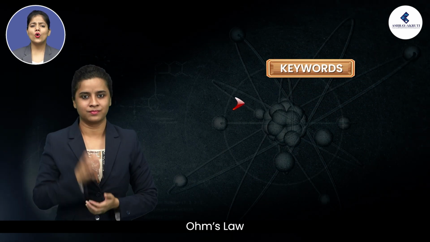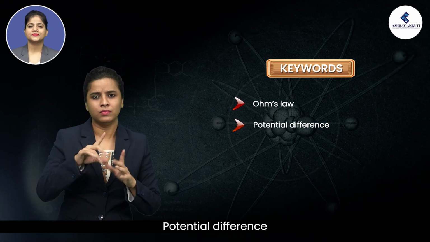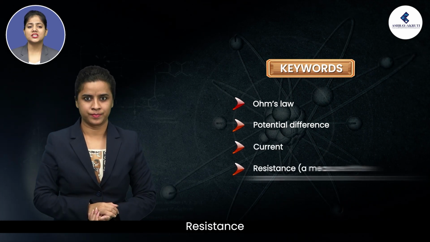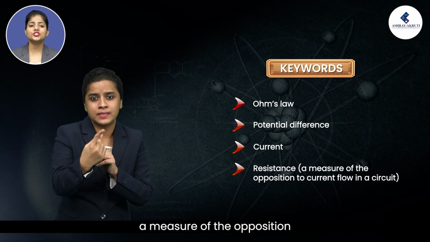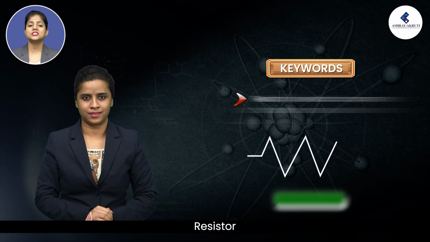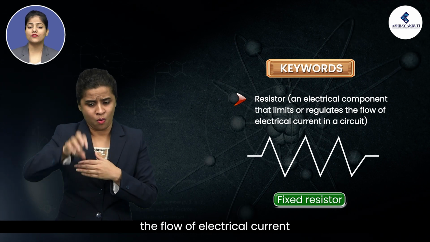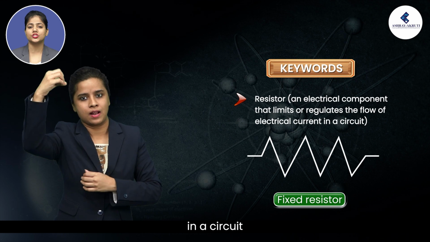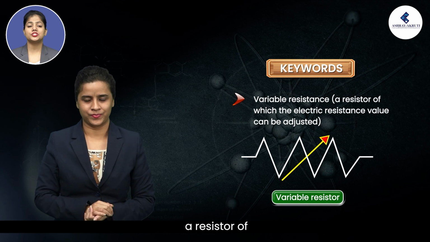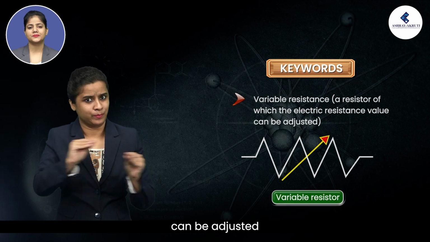Keywords: Ohm's law, potential difference, current, resistance, a measure of the opposition to current flow in a circuit. Resistor, an electrical component that limits or regulates the flow of electrical current in a circuit. Variable resistance, a resistor of which the electrical resistance value can be adjusted.